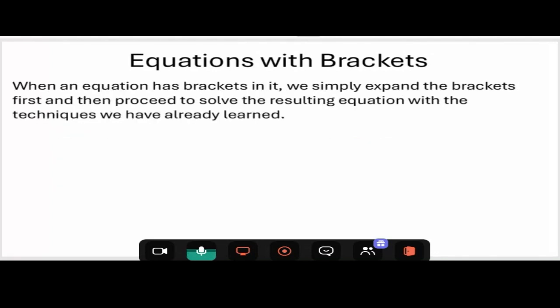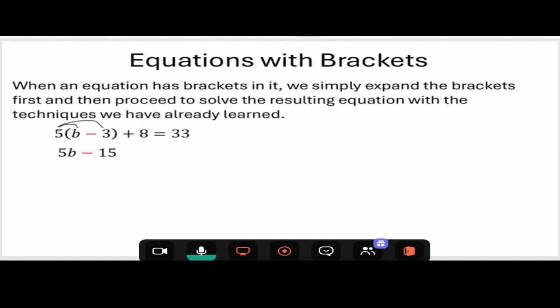So let's put all this together. When an equation has brackets in it, this is actually a pretty straightforward lesson here, because all we're going to do is two things we already know how to do. We're going to expand the brackets, which we already know how to do, and then whatever you get out of that, we're going to solve with the techniques we've already been using for solving equations. So here's an example. We see an equation now, and there's a bracket in it. So first thing we're going to do is expand that bracket.